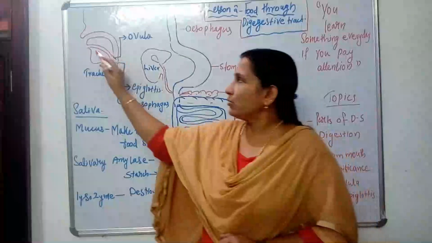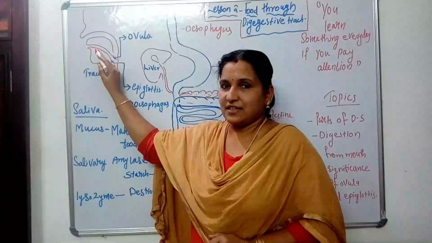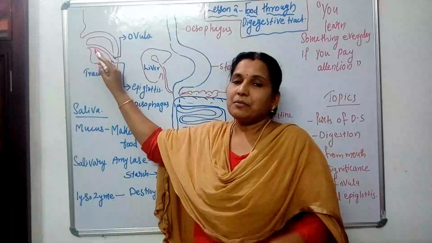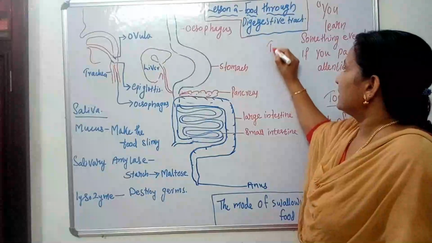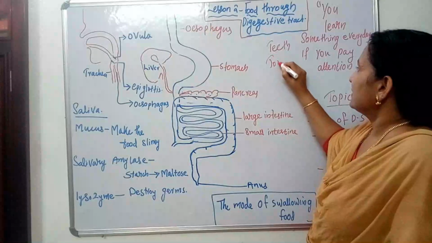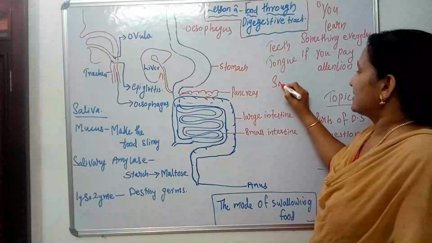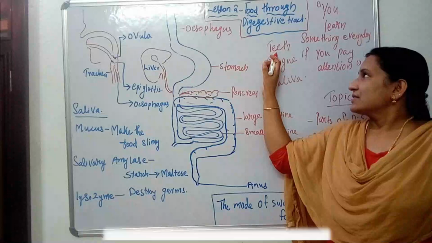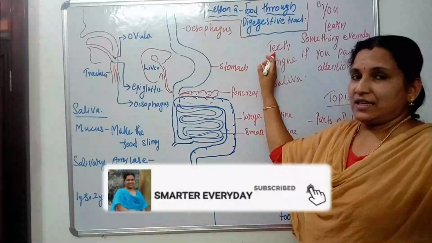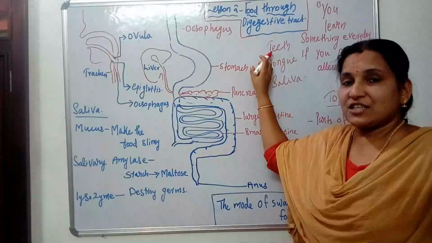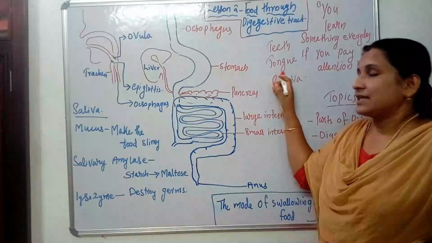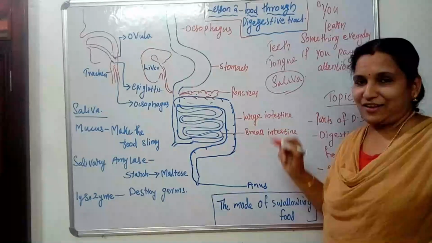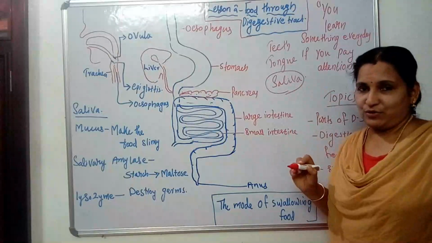See, from the mouth the process of digestion starts. What are the important parts that help for digestion from the mouth? They are teeth, tongue, and saliva. The structure as well as the different types of teeth help for the mastication of food, and also the tongue helps for that mastication. Then do you know what is the importance of saliva and from where this saliva is produced?